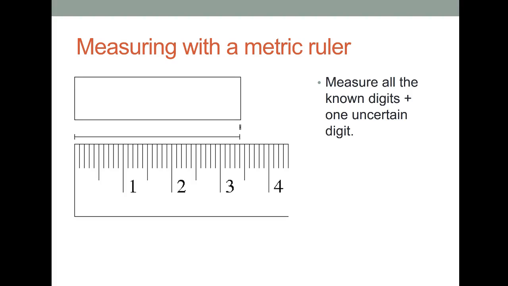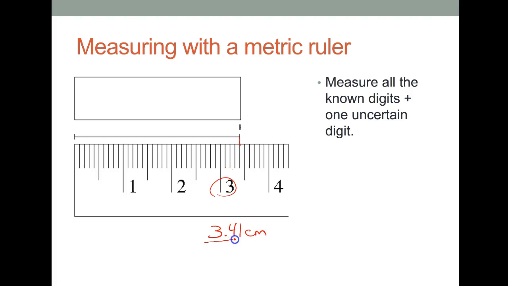Now if you're measuring with a ruler, you want to measure all the digits you know for sure and at least one uncertain digit. So if you look at this, I'm going to say, all right, that's at least 3. And it looks to me like it might be a little above that line. 1, 2, 3, 4, 3.4, maybe 3.41 centimeters.